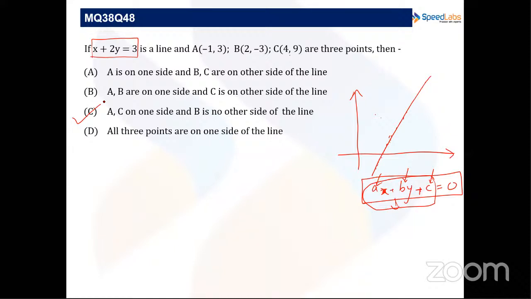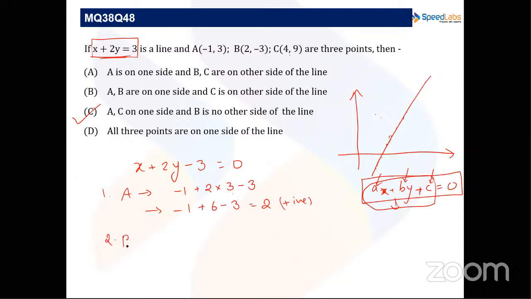So first of all, we can write the equation in the form x plus 2y minus 3 equals 0. Then let's put point A in it. So minus 1 plus 2 into 3 minus 3. We will get minus 1 plus 6 minus 3. This value will be 2, which is a positive value.